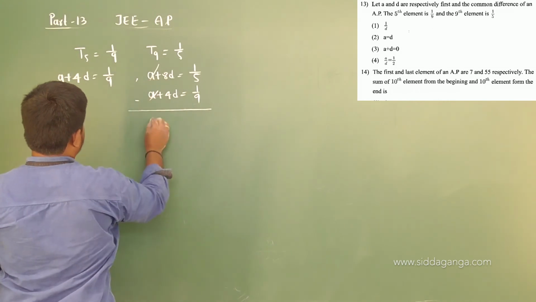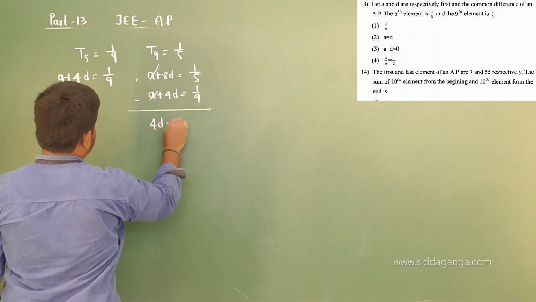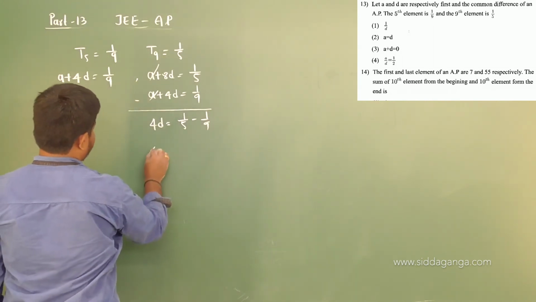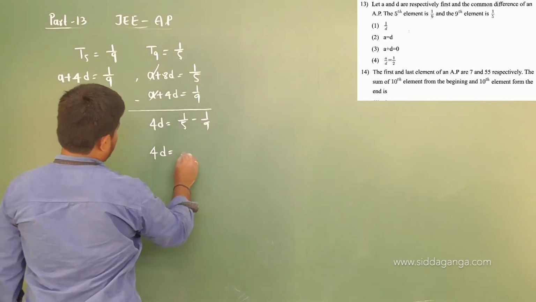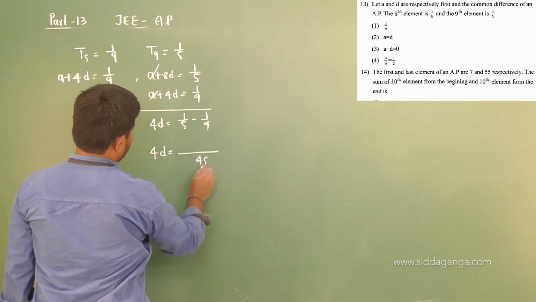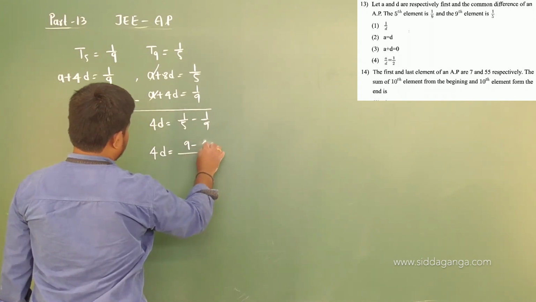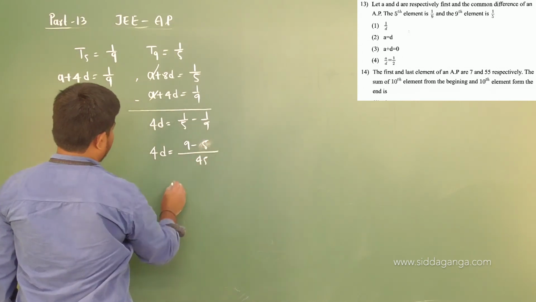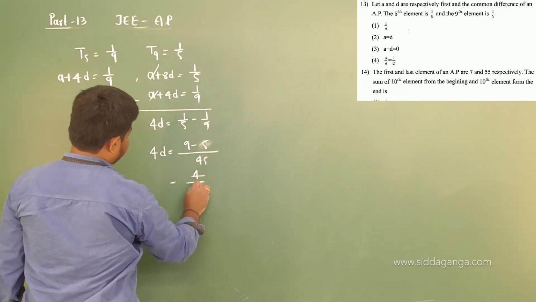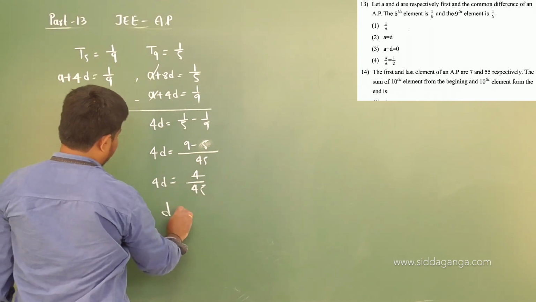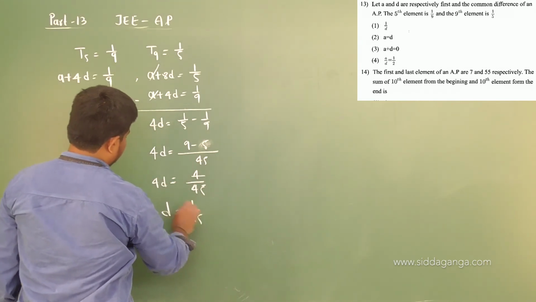So you get 4D is equal to 1 by 5 minus 1 by 9. So you get 4 by 45. This is 4D, and D is equal to 1 by 45, right?